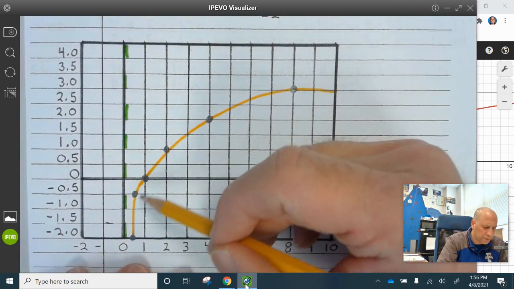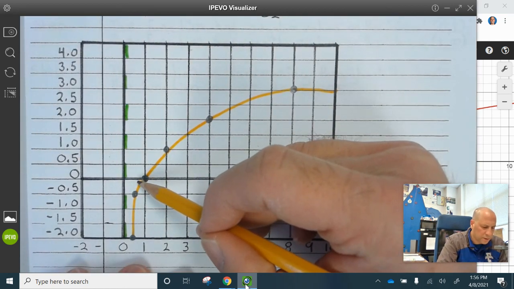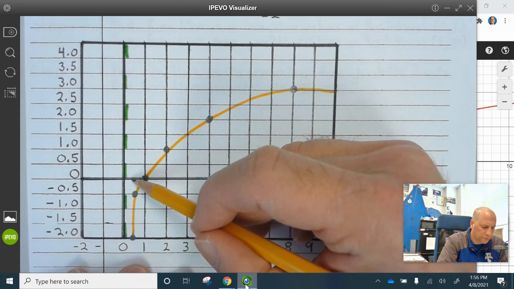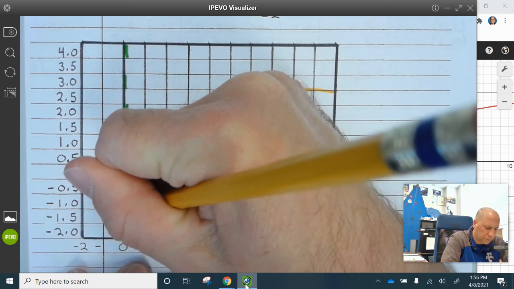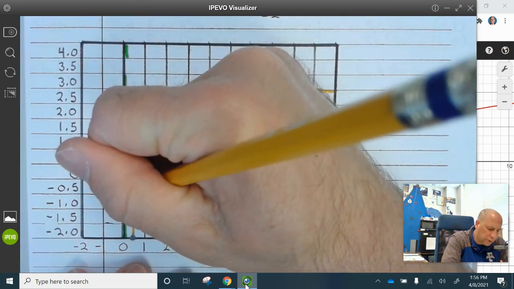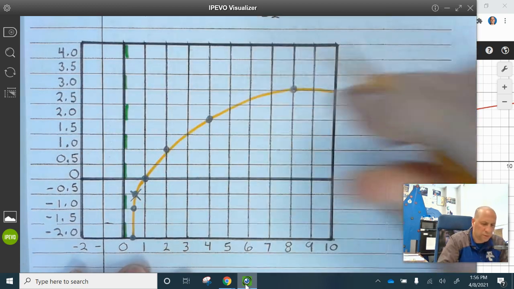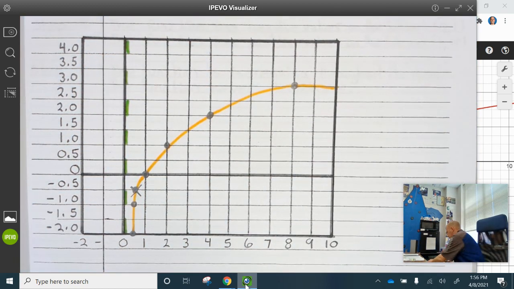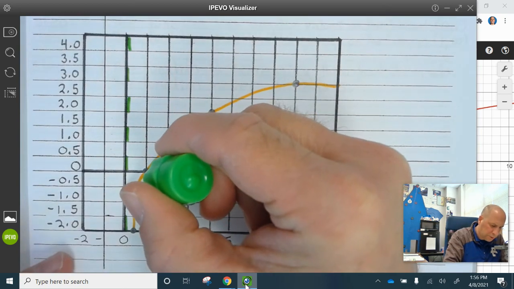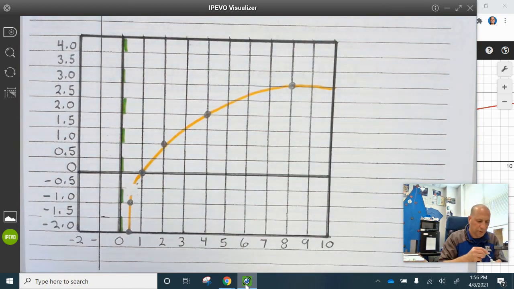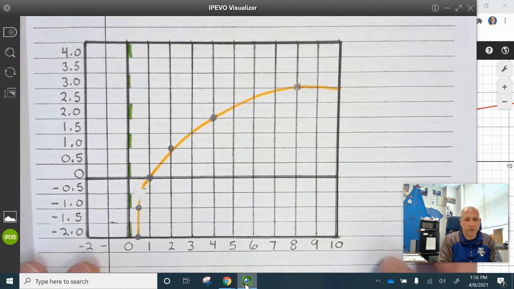All right, I think I made a mistake on this point. Let me double check. So 0.25, -2, 0.5, -1. If you ever make a mistake on a point, you can either put an X over it, or you can use whiteout and white out that point. I did the X, and now I'm going to white out the point as well. Go ahead and finish up the graph.